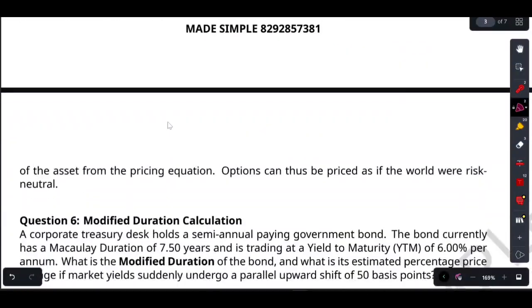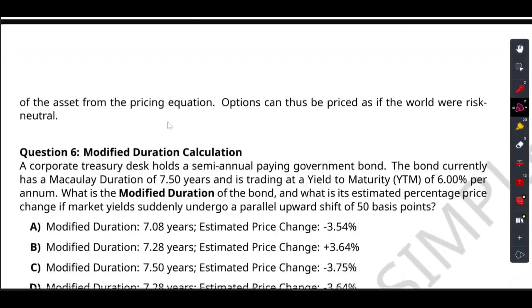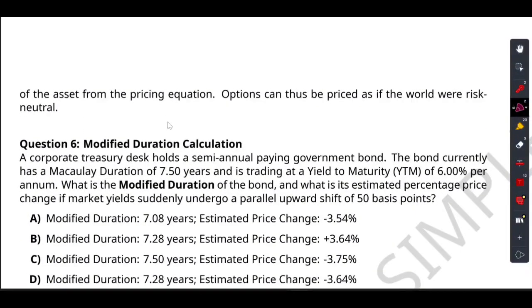Now let's shift our focus to the next question, calculation of modified duration. This is the numerical part, right? So what they have given: a corporate treasury desk holds a semi-annual paying government bond. The bond currently has a Macaulay duration of 7.5 years, trading at a YTM of 6% per annum. You have been asked to compute the modified duration and the estimated percentage price change if the market yield suddenly undergoes a parallel upward shift of 50 basis points. They have given you four options. You have to select the correct one.